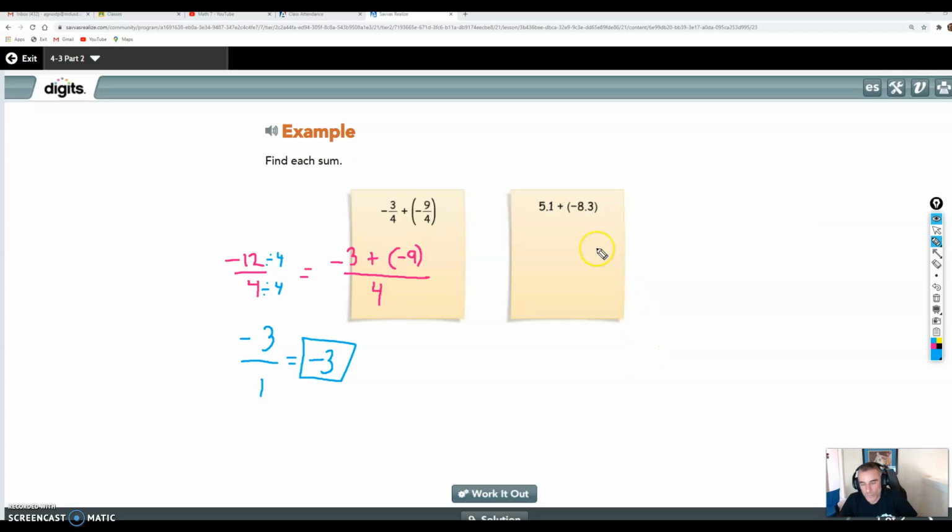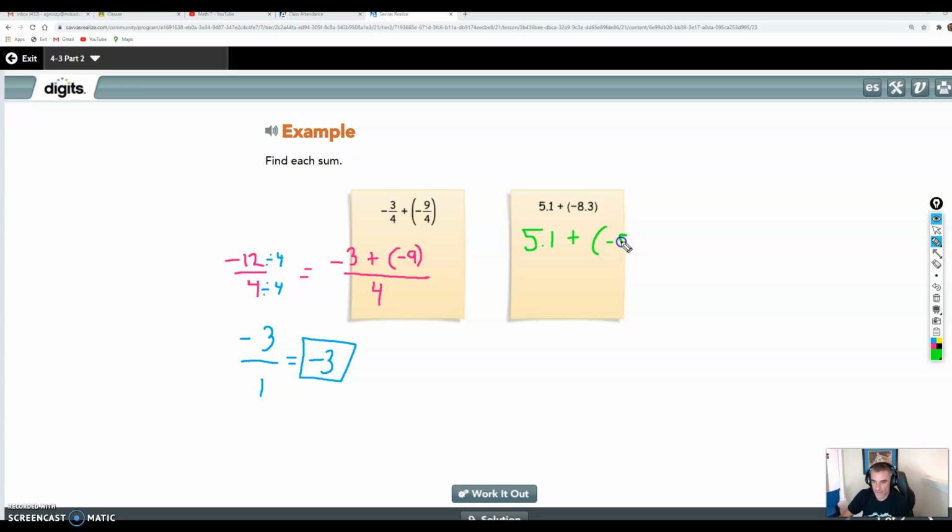Okay, with decimals, we're going to use the same strategy that we just used on the previous problem from the previous slide. We're going to take negative 8.3 and break it into pieces so that one of the pieces is negative 5.1, so that we have a pair of additive inverses. So I'm going to rewrite this: 5.1 plus, all right, so 8.3. So let's see, 5.1 plus 3.2.